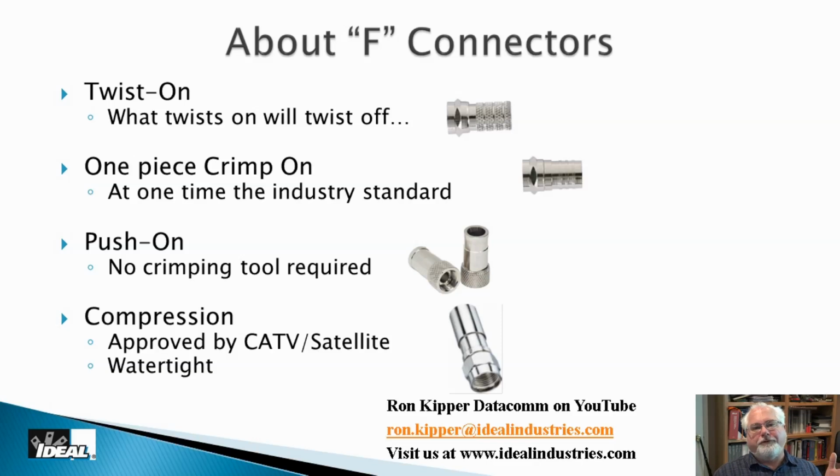So twist-ons, the problem with them is they twist right back off, and you can yank them right up the end of the cable. They're not going to stay on. So twist-on connectors, homeowner fine, but as a general rule, no pro ought to be using one. And the second connector on that list is a crimp-on. And the crimp-on connector was the industry choice for lots and lots of years.